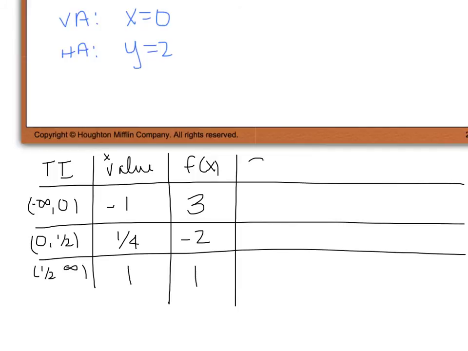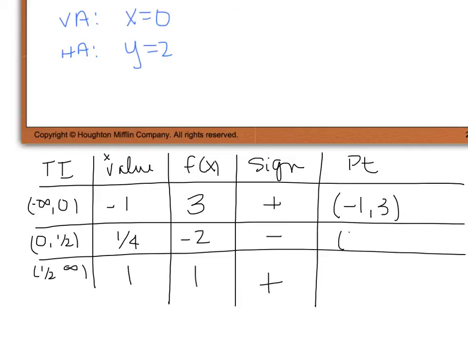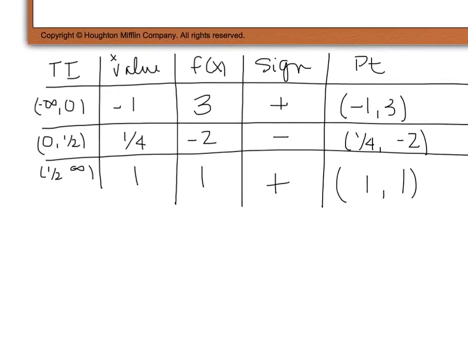Next, I'm going to look at the sign of my function. And I see that I have a positive, a negative, and a positive. And then the last thing I'm going to do is create the points that I'm going to plot. And I get that from my (-1, 3), my (1/4, -2), and (1, 1). And now I'm all set to sketch.